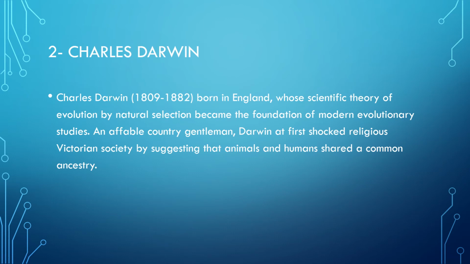Next, we have Charles Darwin, who might be one of the most significant among these four cornerstones, among these four scholars. Charles Darwin, born in England in 1809 and died in 1882, whose scientific theory of evolution by natural selection became the foundation of modern evolutionary studies. A country gentleman, Darwin at first shocked religious Victorian society by suggesting that animals and humans shared a common ancestry.